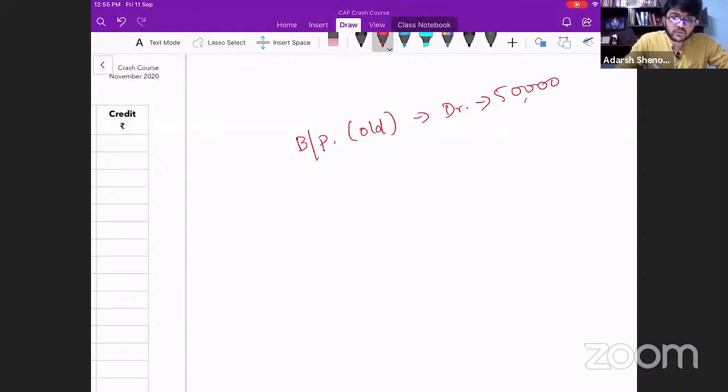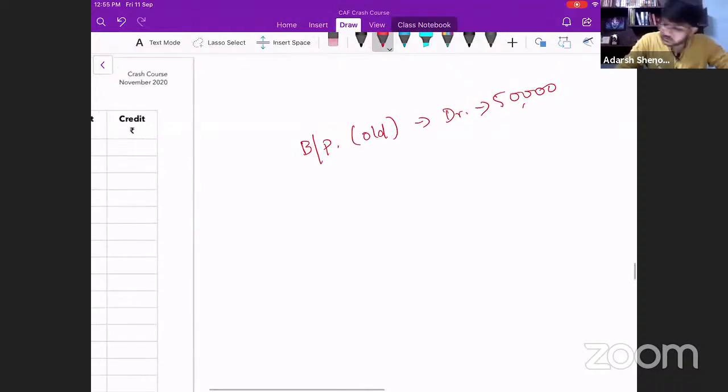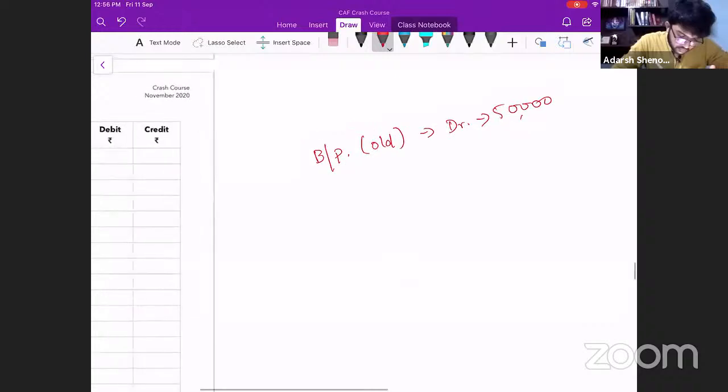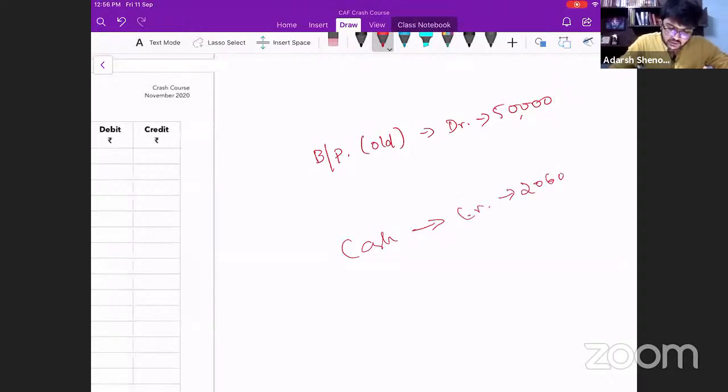Now, I am going to pay some cash. How much cash am I going to pay? I'll just write randomly whatever is coming to my mind. I'm writing cash. How much am I paying? 20,600. I have to credit cash with 20,600. I'm accepting a new bill. Is this a liability or is this an asset? This is a liability. New bill is a new liability.